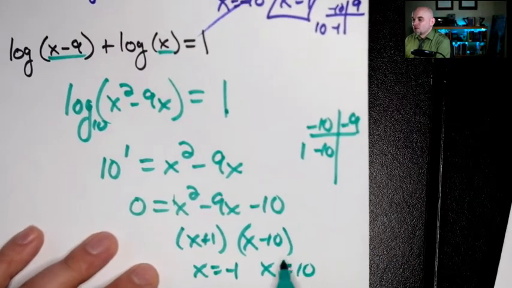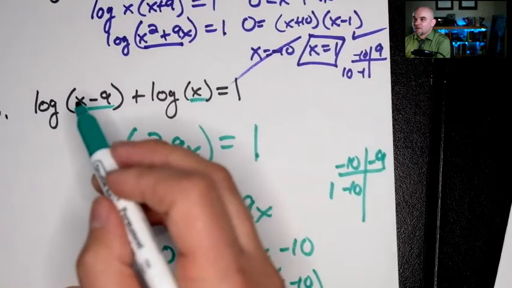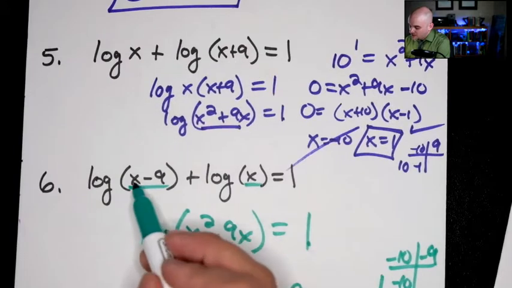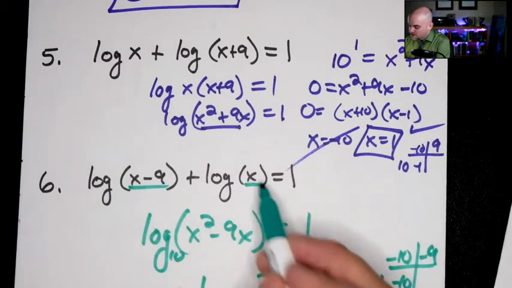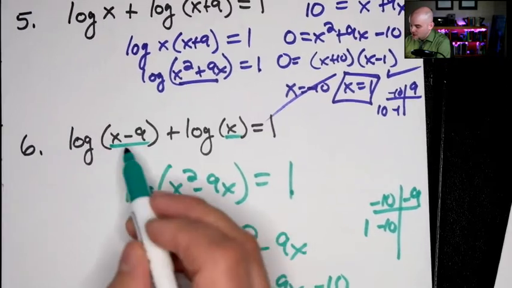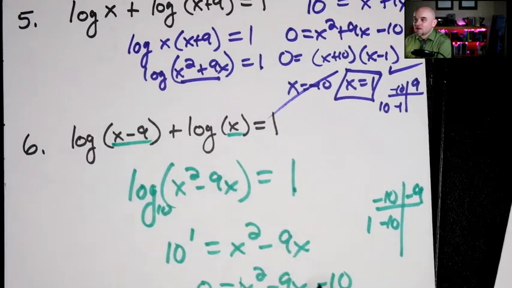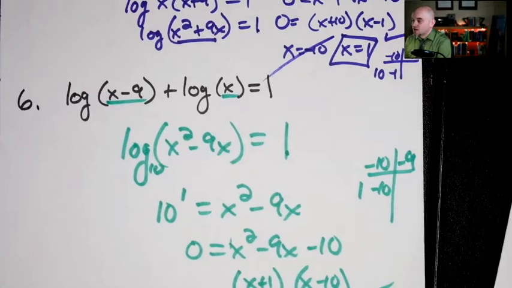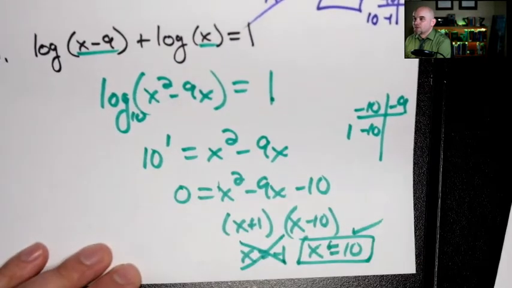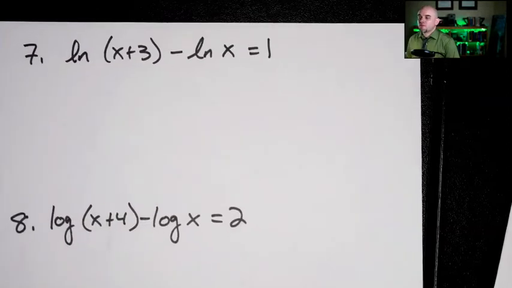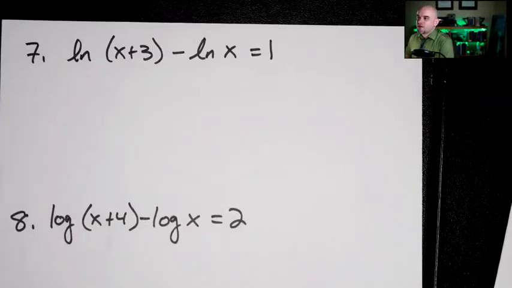And so as I go to plug this one back in, what do we got here? We got positive 10 going in, and positive 10 minus 9 works, and positive 10 there works, so that one's good. So that's a solution. Let's try negative 1. Negative 1 minus 9, or log of negative 1, both of those are out. So the negative 1 gets thrown out this time, but the positive 10 is good for an answer. Positive 10 there then.